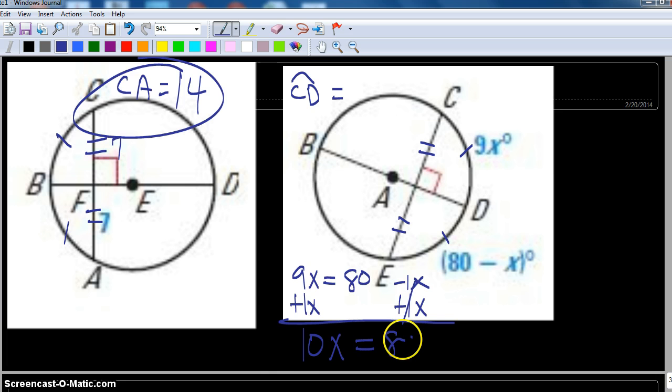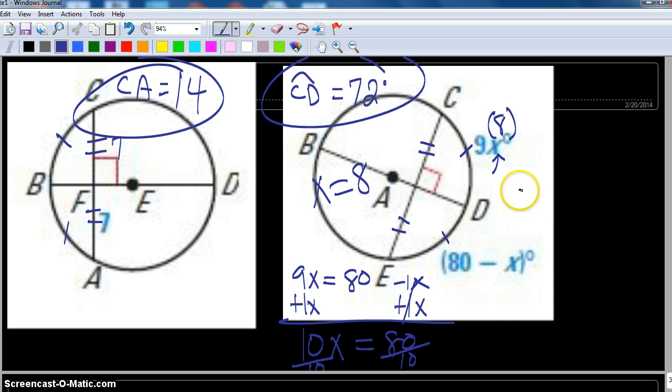10x equals 80 divided by 10. 80 divided by 10 is 8. X is 8. So put 8 there, and 9 times 8, 72 degrees. So this is 72.